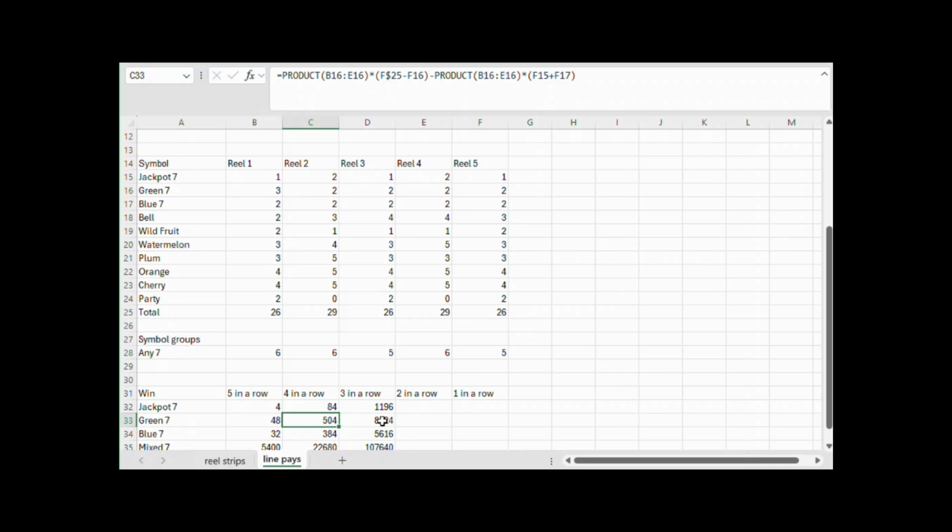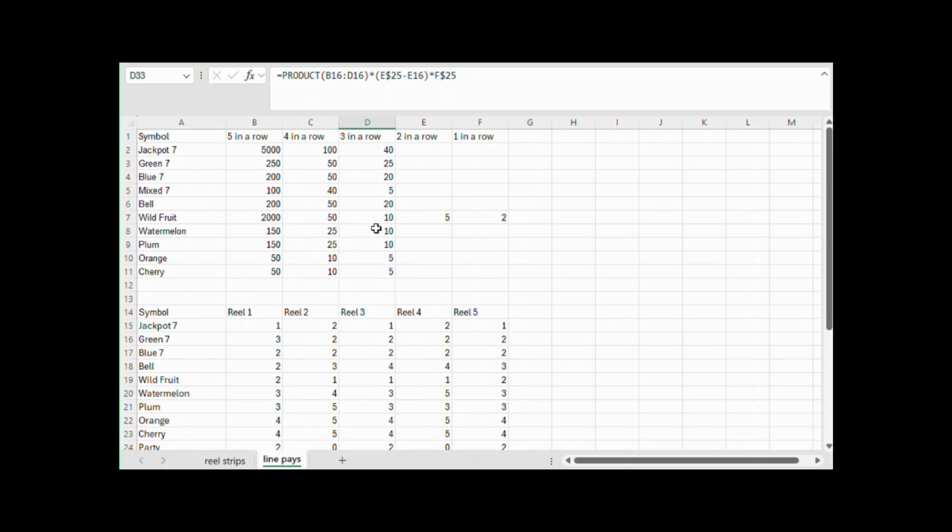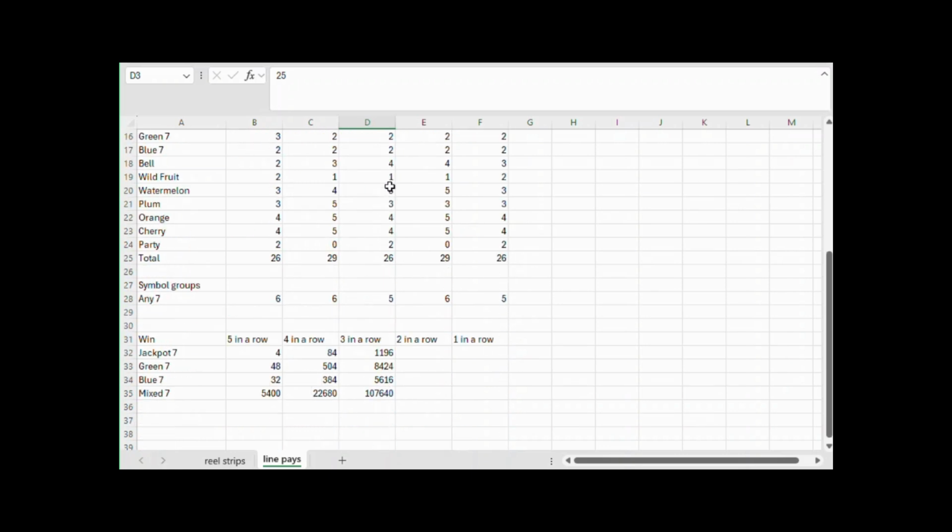And now let's think about 3 jackpots, 3 green 7 symbols. So if the player got 3 green 7s, which pays 25, and then a Jackpot 7 or a blue 7 on reel 4, he would get paid more for the combination of 7s at 40 than he would for 25. So we absolutely need to take out those from the combinations of 3 green 7s.